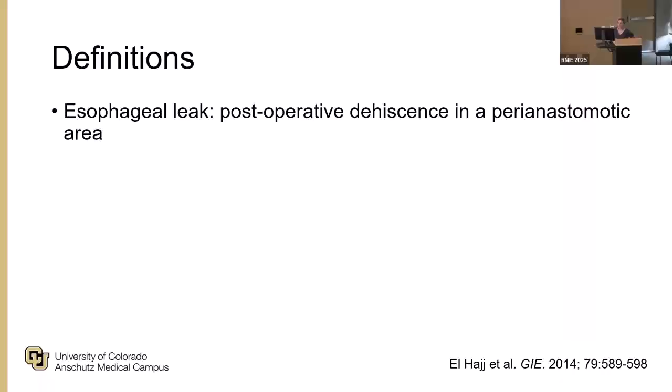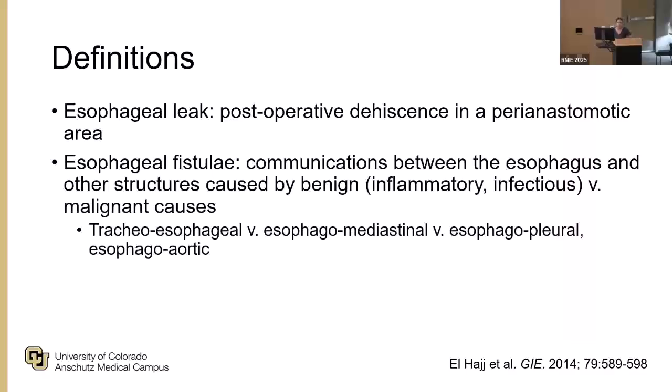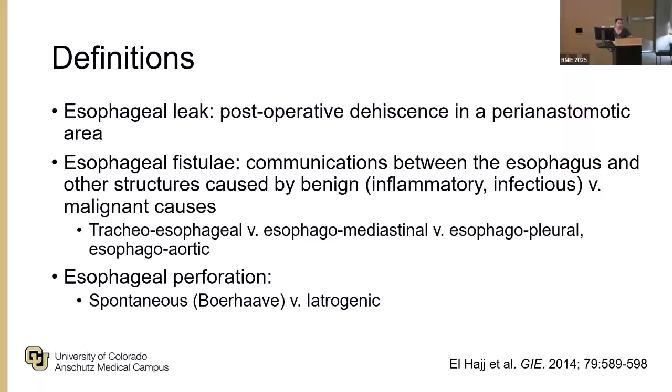So I'd like to start off by talking about the definitions for various esophageal defects, as these terms are often used interchangeably but mean different things. Esophageal leaks refers to postoperative dehiscence in a perianastomotic area. Esophageal fistulae refers to communications between the esophagus and other structures, which can be caused by benign or malignant causes. And then there's esophageal perforations, which are transmural defects that can be spontaneous, such as in Boerhaave syndrome, or iatrogenic from endoscopy or surgery.